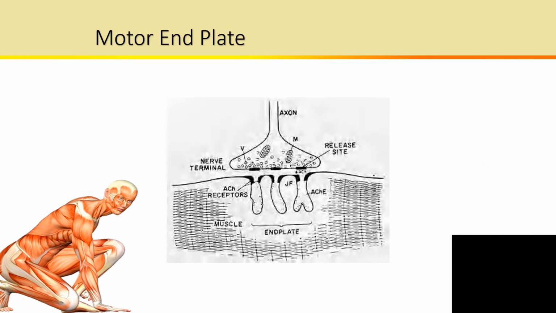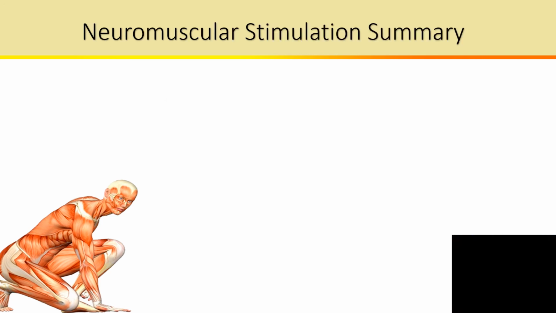This is the motor end plate here. Here's the axon, or the nerve terminal. This would be the synaptic cleft in this area right here. And then at the corners, we have areas of receptors for the acetylcholine to attach to once they're released from all these little vesicles that are up here in the area of the axon terminal.